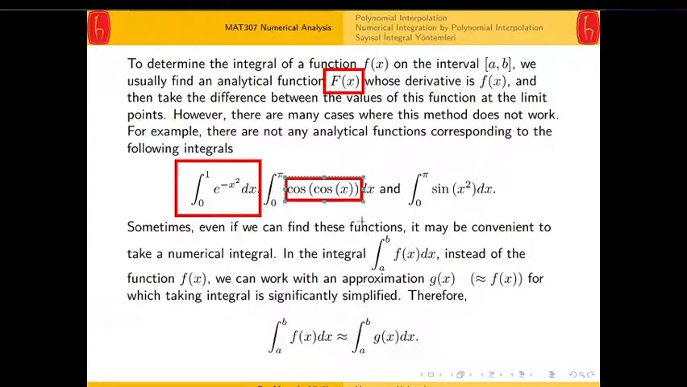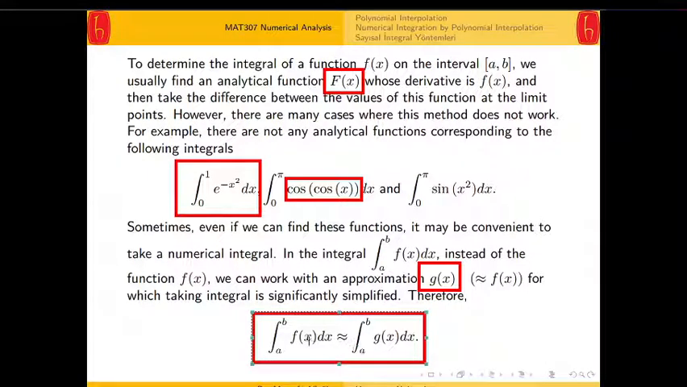In the integral from a to b of f of x dx, instead of the function f of x, we can work with an approximation to f of x, say this is g of x, for which taking the integral is significantly simplified. So instead of taking the integral of f, we take the integral of g of x. So g of x is an approximation to f of x. As a result, the integral of f of x from a to b will be approximated by the integral of g of x from a to b.